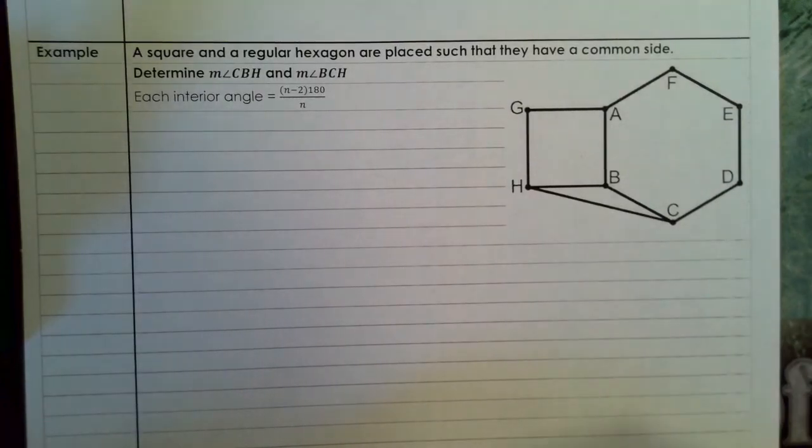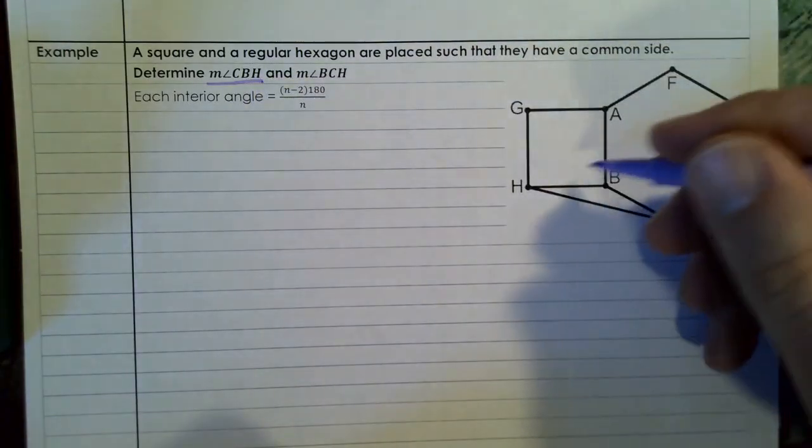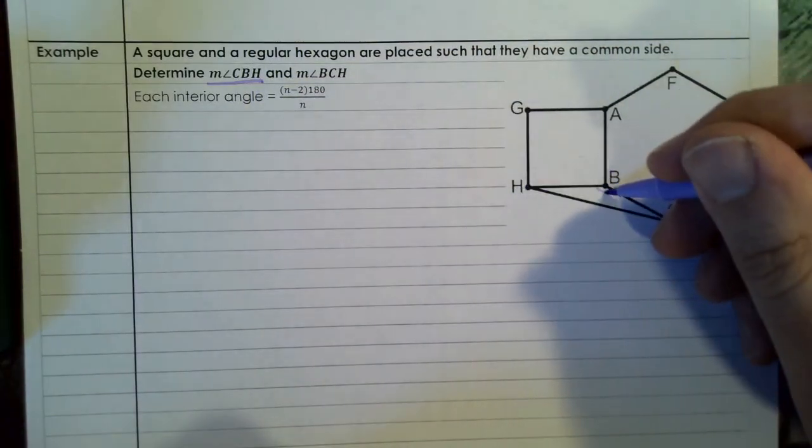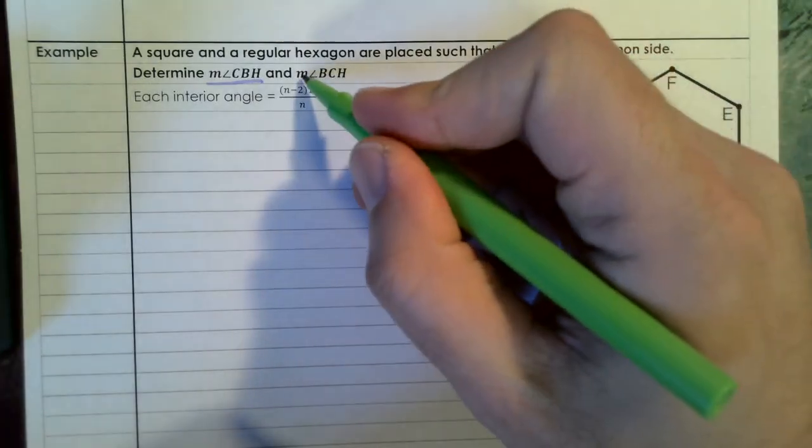In this example, a square and a regular hexagon are placed such that they have a common side, and we want to figure out the measure of CBH. So CBH is looking for this angle right up top here, and we want to figure out the measure of angle BCH.